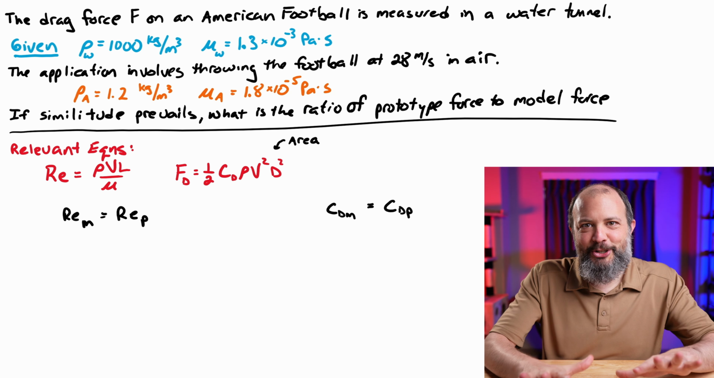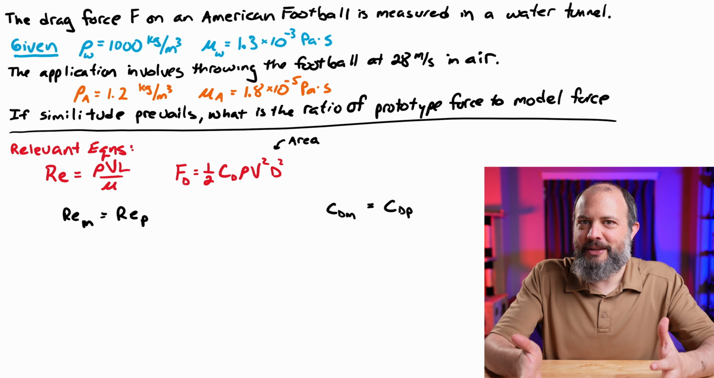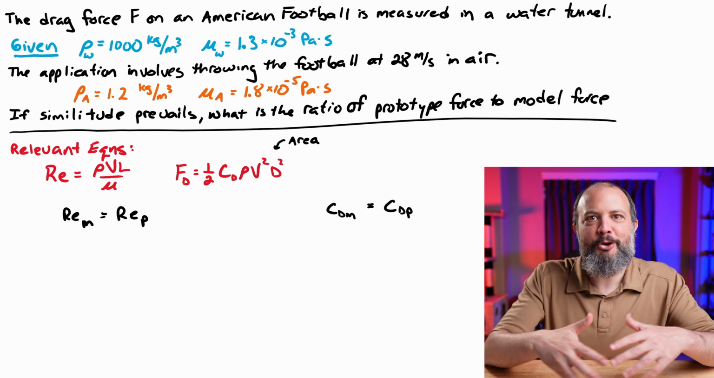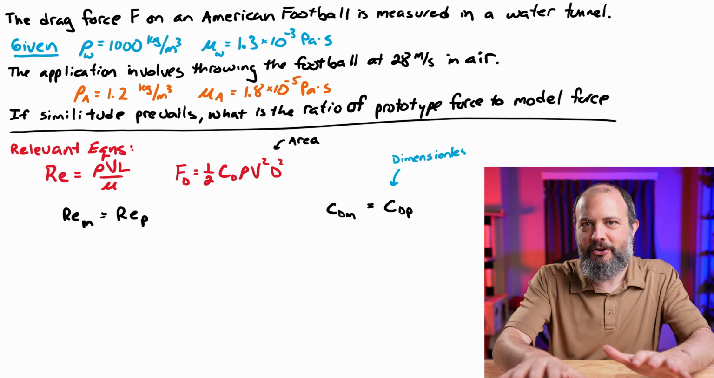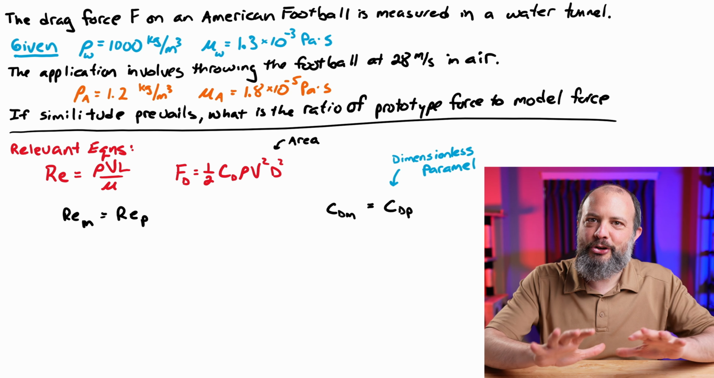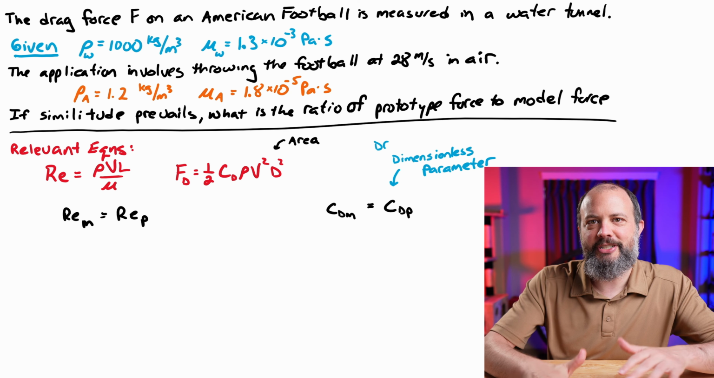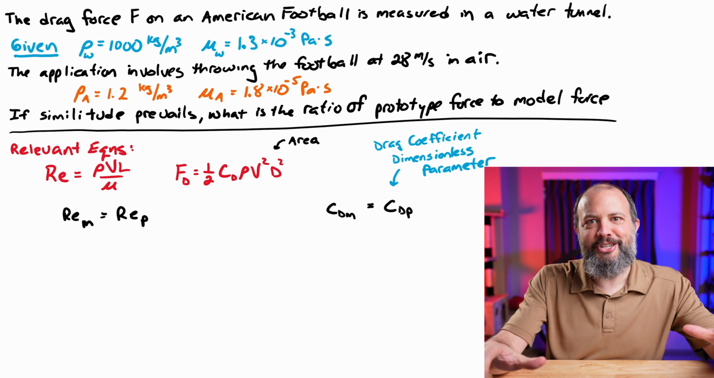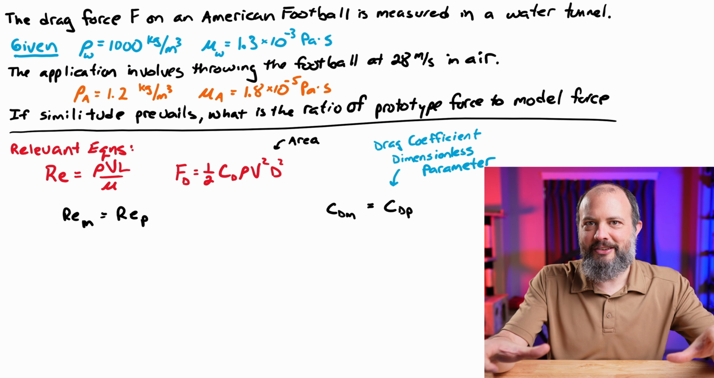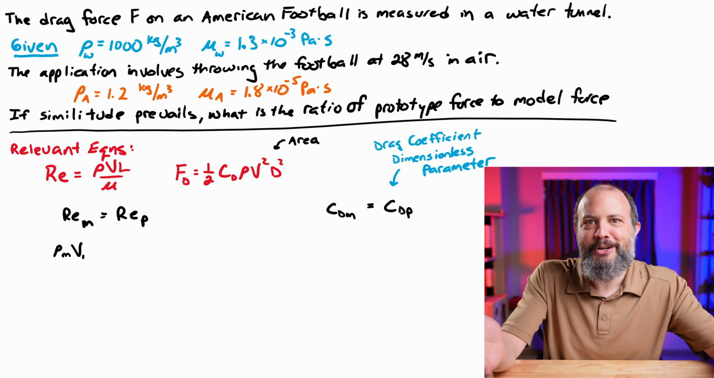Your goal is still to establish dynamic similarity by setting the Reynolds number or Froude number, whichever appropriate non-dimensional parameter you want, equal between the model and the prototype. And then additionally, you're going to set the drag coefficient equal between the model and the prototype. And between these two equations of model and prototype equal to each other, you should be able to solve for all of the unknowns that you're looking for.